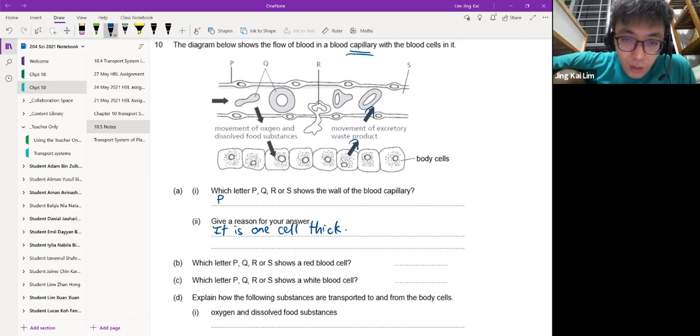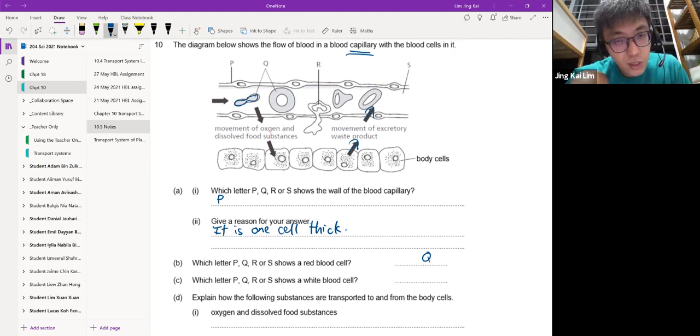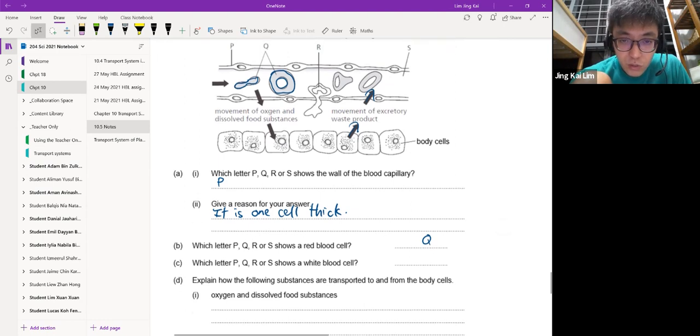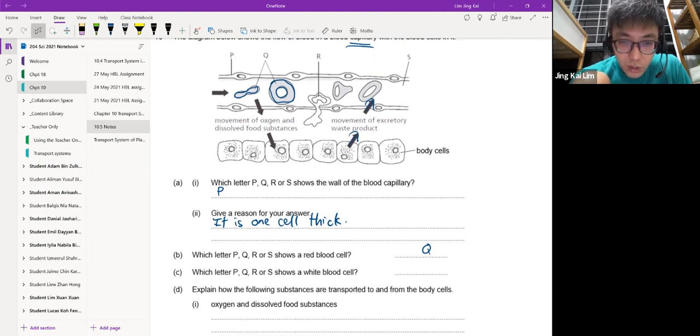Okay. So which letter P, Q, R, or S shows a red blood cell? So remember, red blood cells are biconcave. They look like donut shapes. So if you look at all the answers there, Q would be the best bet. Okay, but you also do notice this funny shape here. So maybe this one is the side view, and this one, the other shape here, is the top view. Okay, maybe, right?